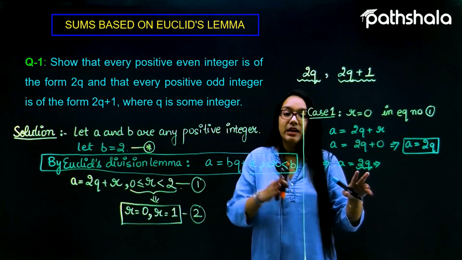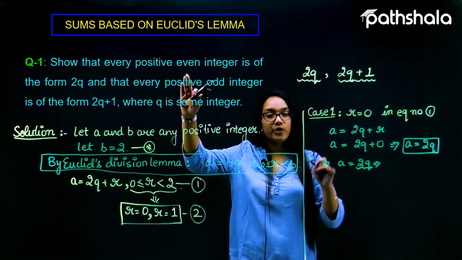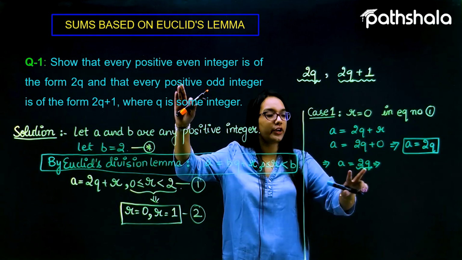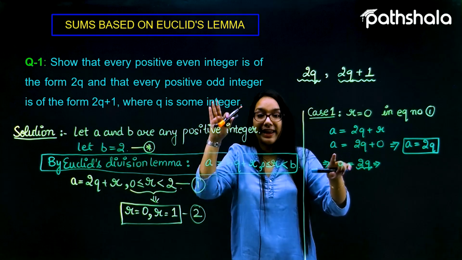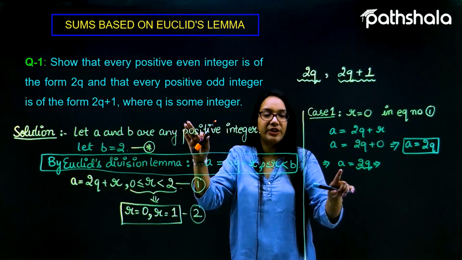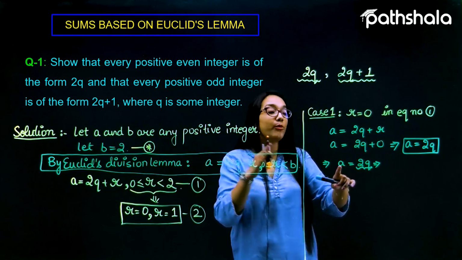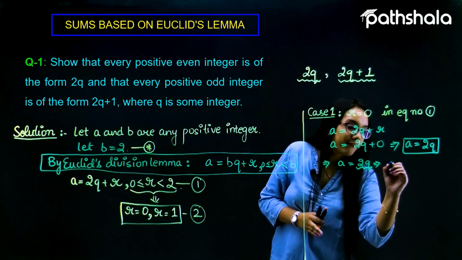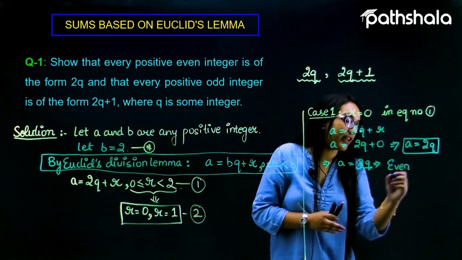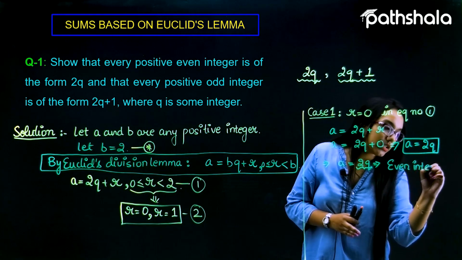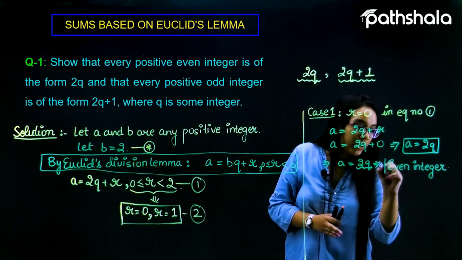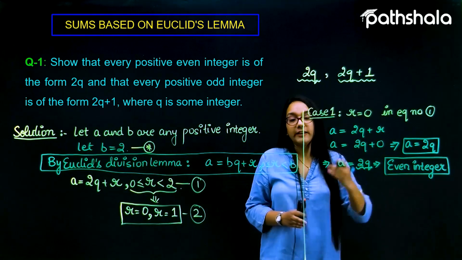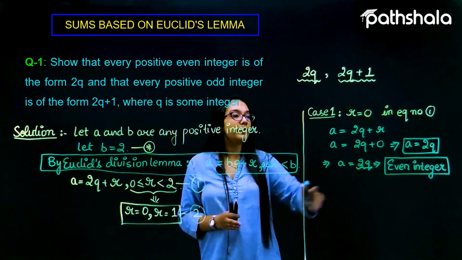So it means that part 1, in which we have to show that every positive even integer is of the form 2Q, is already proven over here, because the number A that we have taken, which was any positive integer, is now of the form 2Q, and 2Q is definitely an even integer. So the very first part of ours is proven over here, that every positive even integer is of the form 2Q.